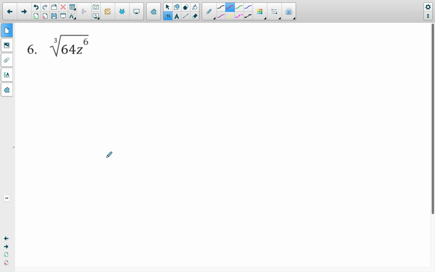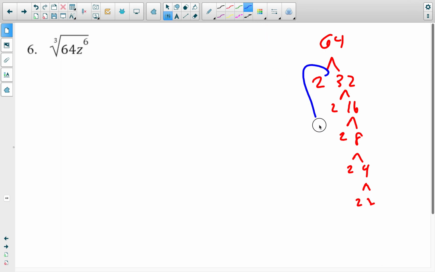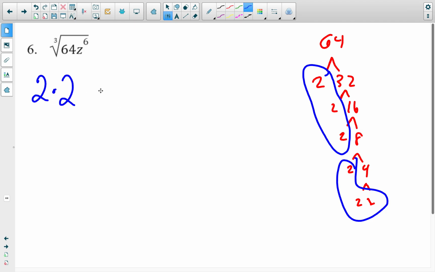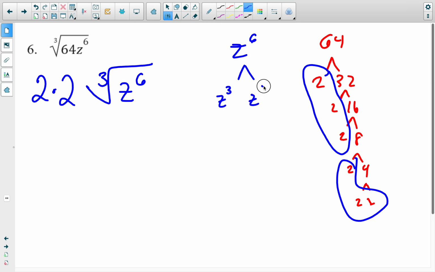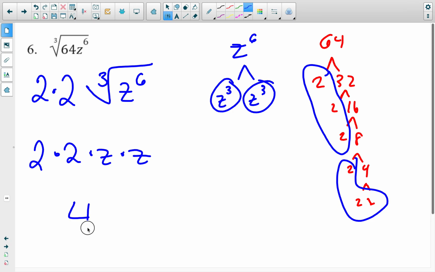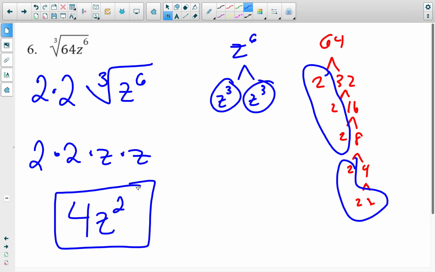Cubed root of 64 z to the 6th. Let's look at our 64 and see what happens. We'll break this down: 2 and 32, 2 and 16, 2 and 8, 2 and 4, 2 and 2, and then we want to bring them out in groups of 3. So we have a group of 3 and then another group of 3 2's, meaning we have 2 times 2 out front, times the cubed root of z to the 6th, and then think about your z to the 6th like z to the 3rd, z to the 3rd. And then each of those can come out front as a z. So we end up with 2 times z times z. We have nothing underneath the radical. We're left with 4z squared.